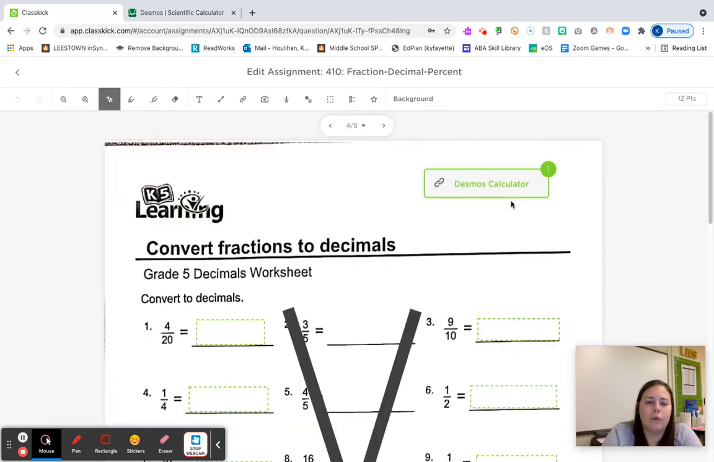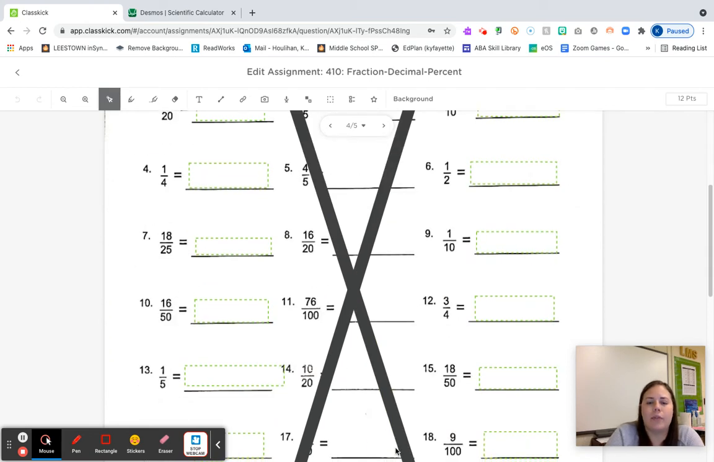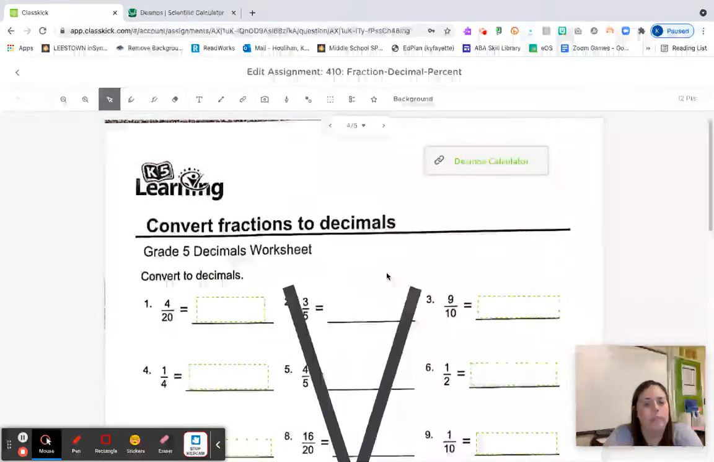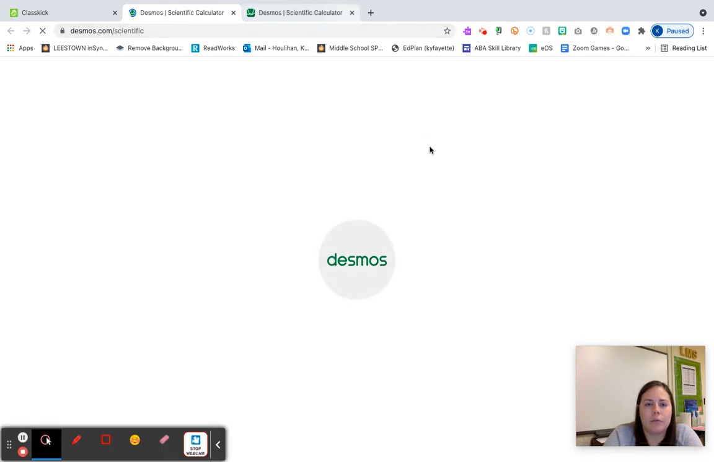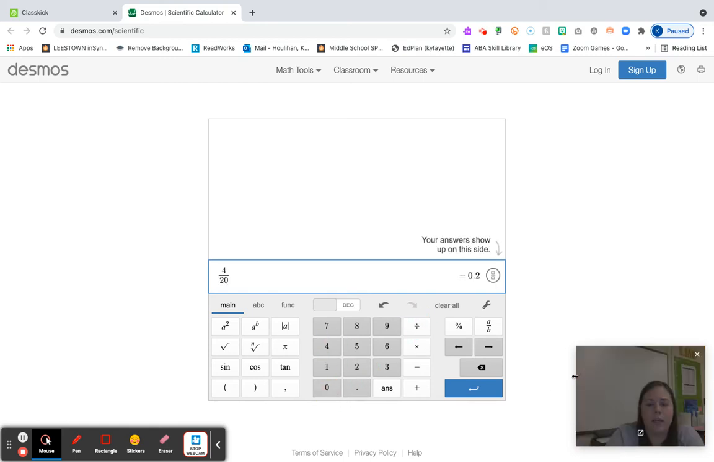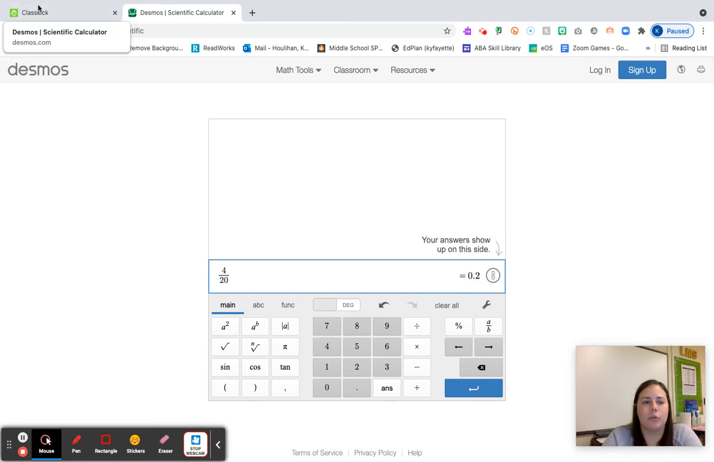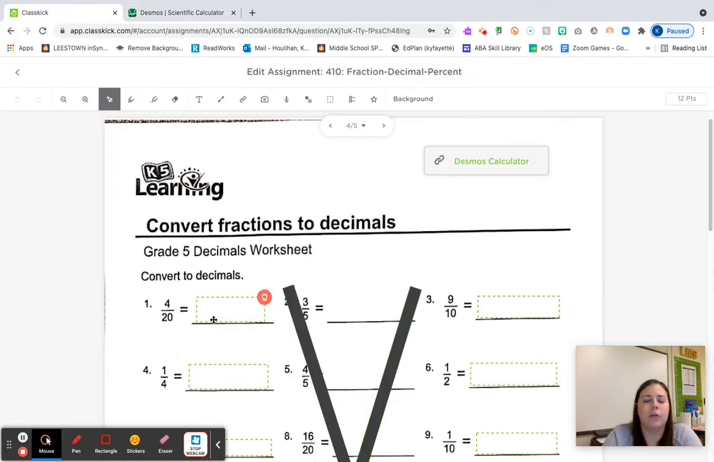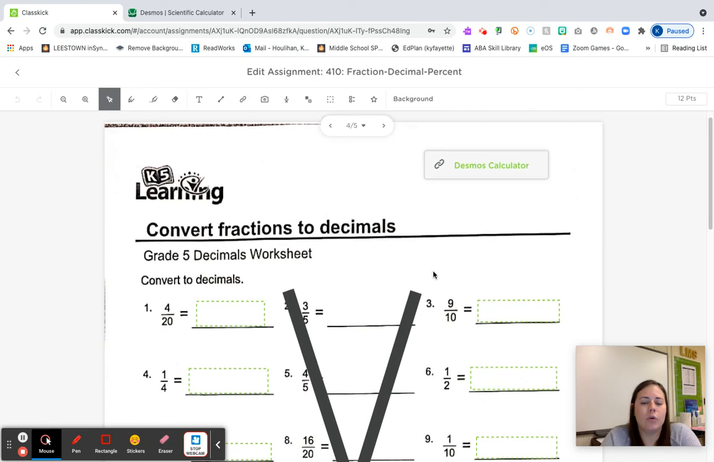All right. The 4th page is converting fractions to decimals. And I put this big X in the middle. You don't have to do the ones in the middle. Just do the ones on the sides. So let's do the first one together. I'm going to click the Desmos link. It's going to take me to the Desmos calculator. And 4/20 is 0.2. So I'm going to go back to Class Kick, and you would put 0.2. Okay? So that is for that.